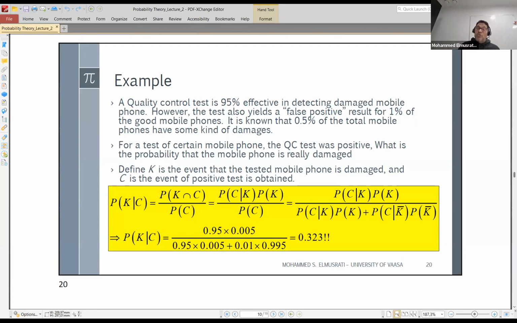So now, you can actually check it yourself. After the lecture, come to this equation and try, for example, to put that it is effective 100%, not 95, even 100% effective in detecting damaged mobile phones, and keep this 1% or 2%, and then check the result and see how it will change. And then you can keep this 95 and reduce the false positive to 0.1% and check how this will affect the result.